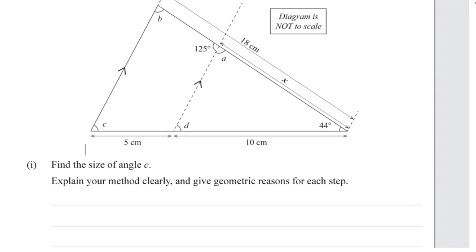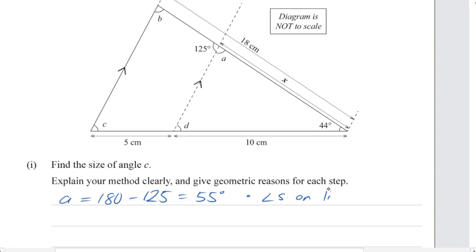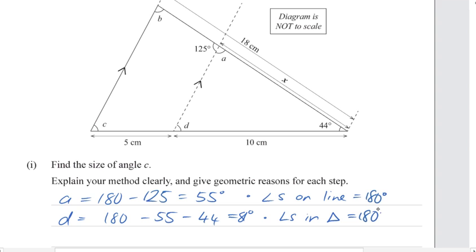Angle A? Okay. So let's say that angle A is 180 minus 125, which gives us 55 degrees. And our reason? Angles on a straight line equal 180 degrees. That lets us work out angle D, which is 180 minus the angle we just worked out, 55, minus 44, which is the angle in the corner there. 81 degrees. And our reason? Angles in a triangle equal 180 degrees.